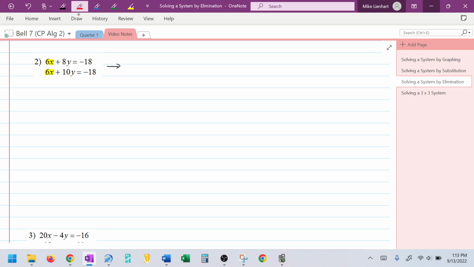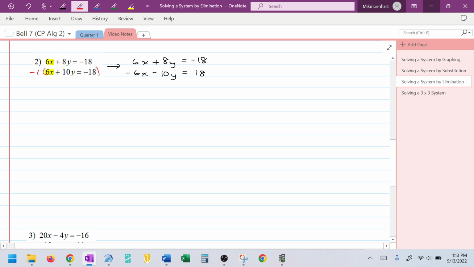All right, so to do that, I know I am going to multiply this bottom equation by -1. So let me recopy the system now. It's 6x plus 8y equals -18, and distribute this -1, which would be -6x minus 10y equals positive 18.